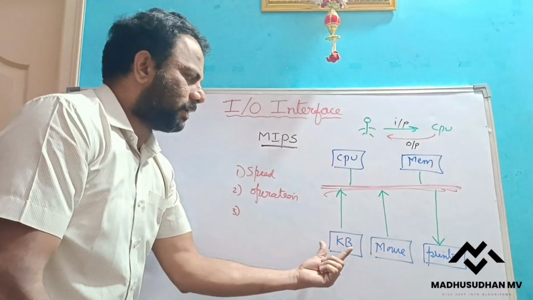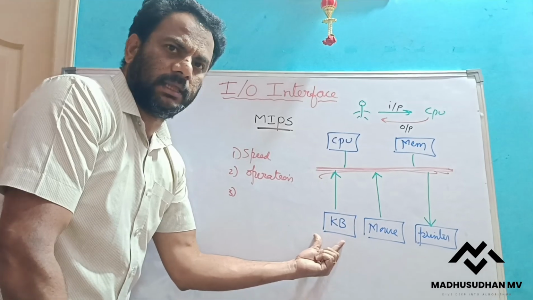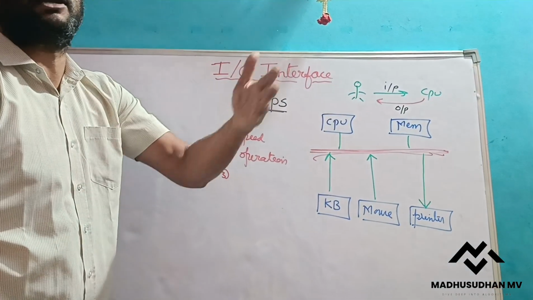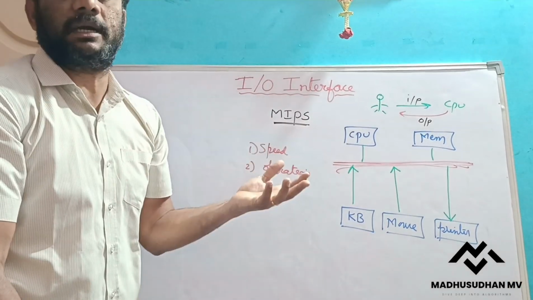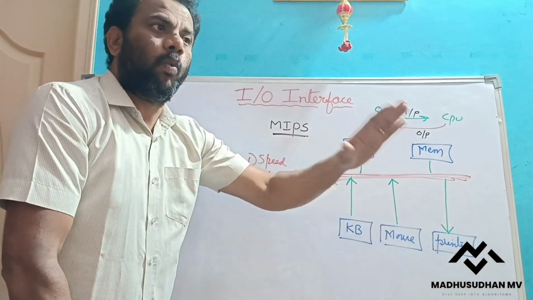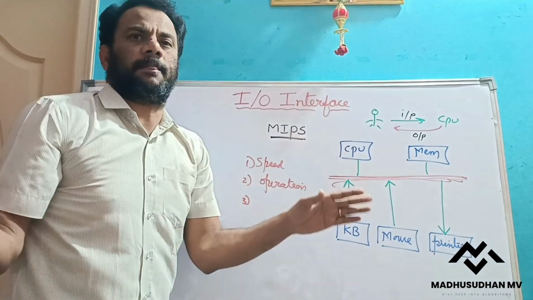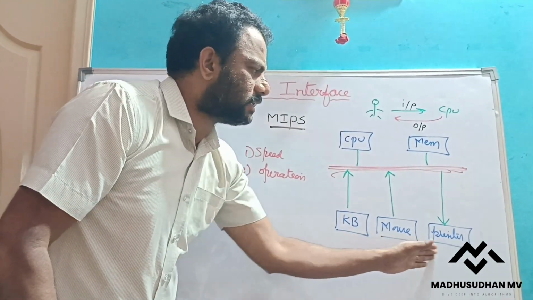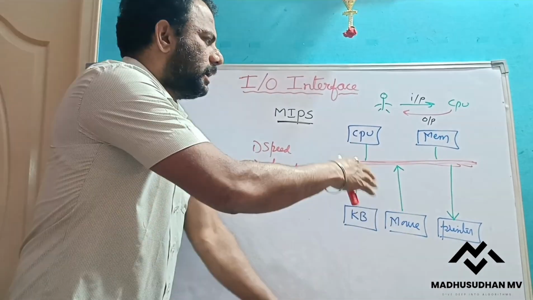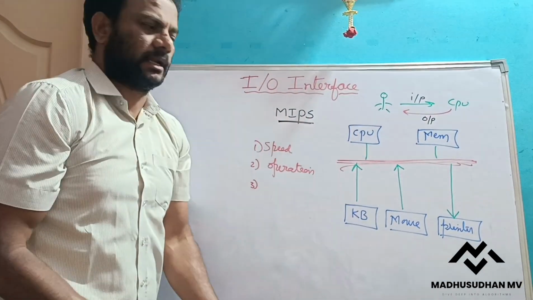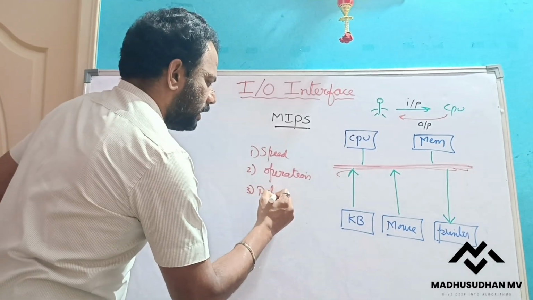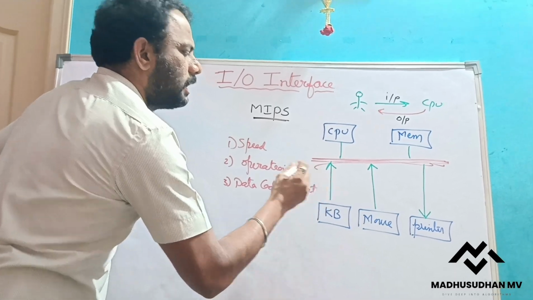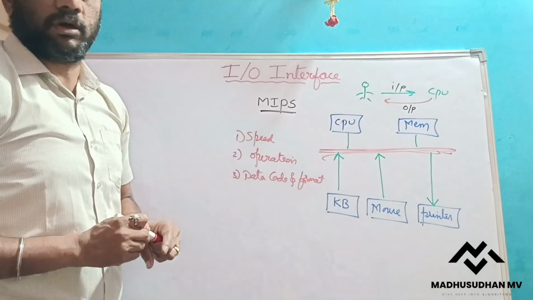So whatever data code is used by the keyboard, the mouse, or the printer, and we have so many different types of printer, laser printer, inkjet printer, one printer will work differently from another. The data code and data formats of all these IO devices are different from the data code and data format of the processor. So this is another difference: data code and data format vary greatly from one IO device to another.